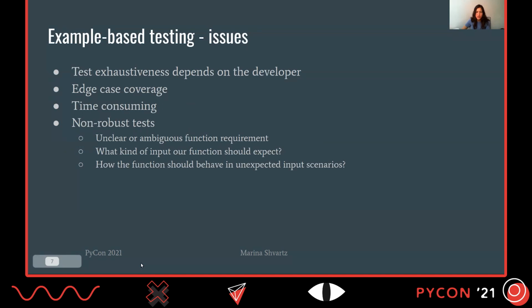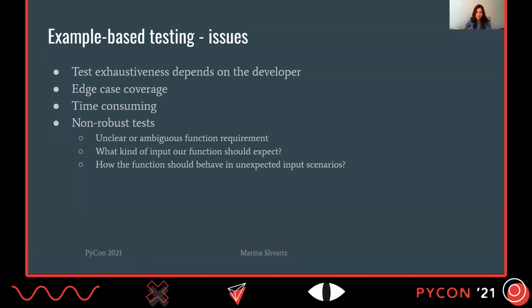It requires us, the developers, to come up with specific examples. We may choose to write 5 or 10 or 100 test cases, but still remain unsure whether we have safely covered most of the edge cases. It's really time consuming, and sometimes thinking about the edge cases is really hard.